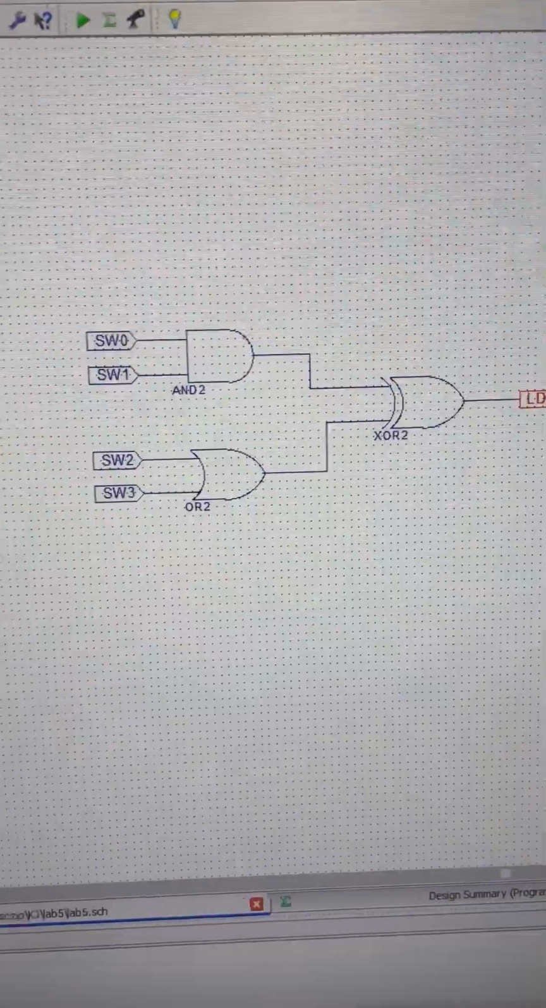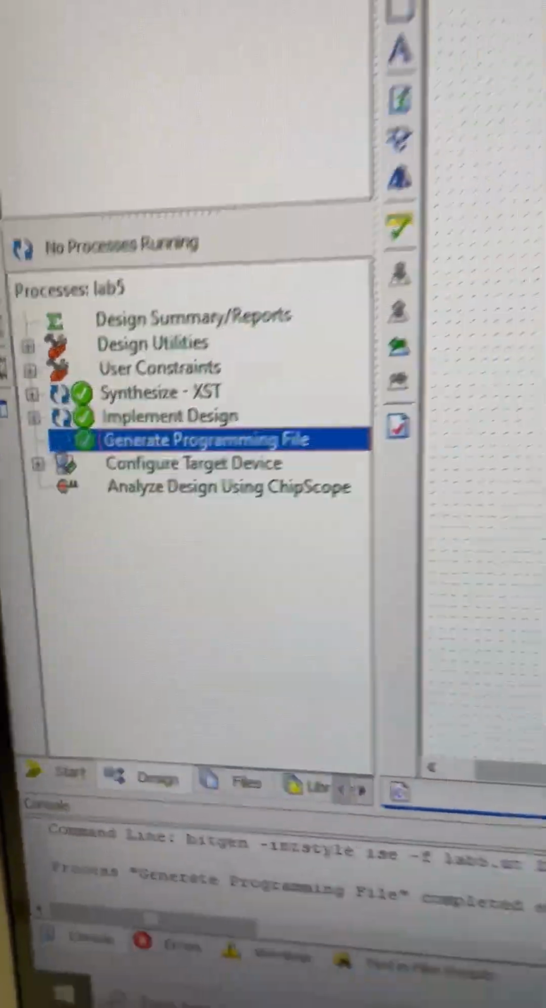This is lab 5. Here's my schematic, and here are my 3 check marks. Here's the truth table, and here's the board.